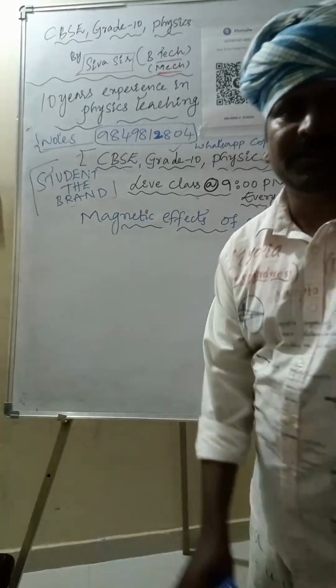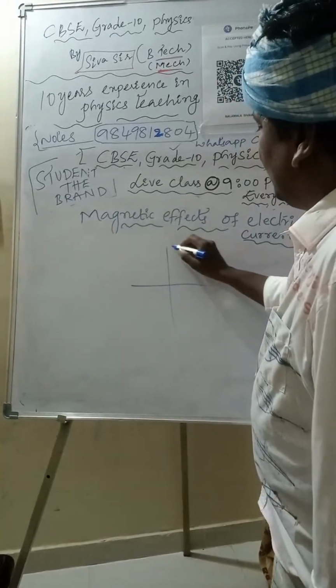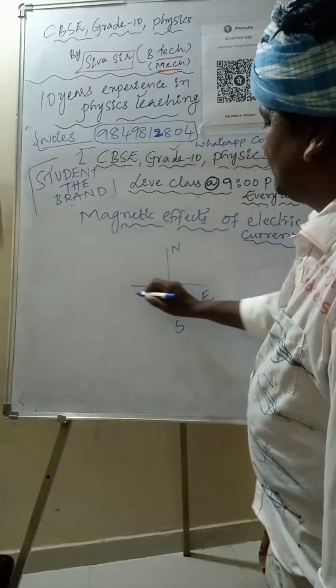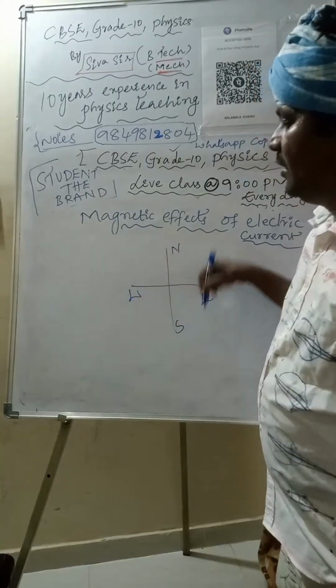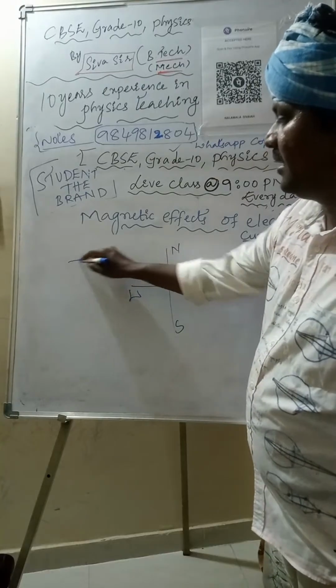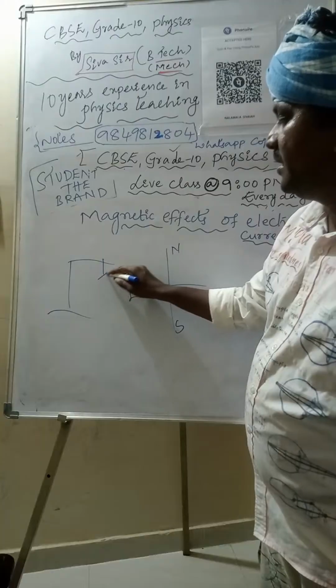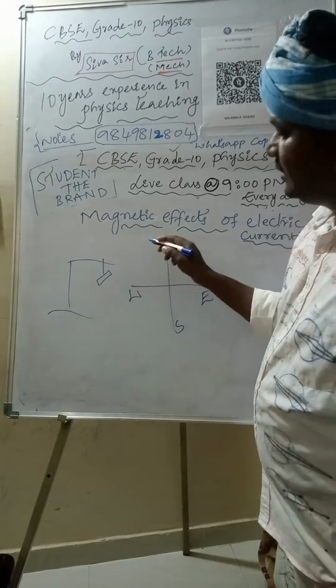A magnet always shows the north and south directions. If you take north, south, east and west, and you suspend the magnet like this, it always shows the north and south direction.